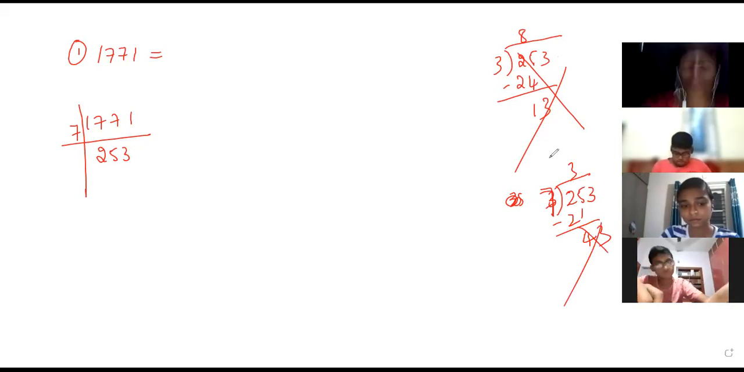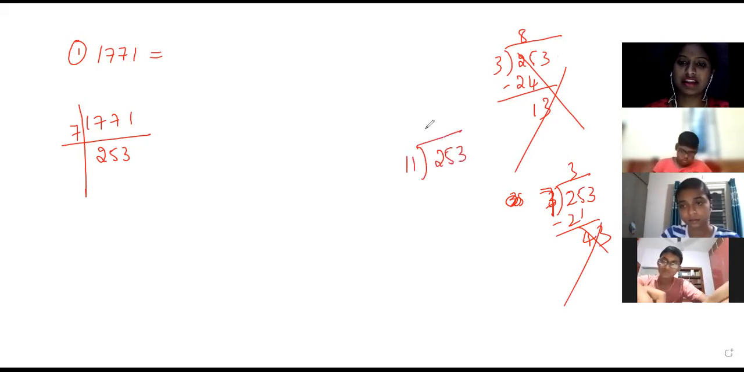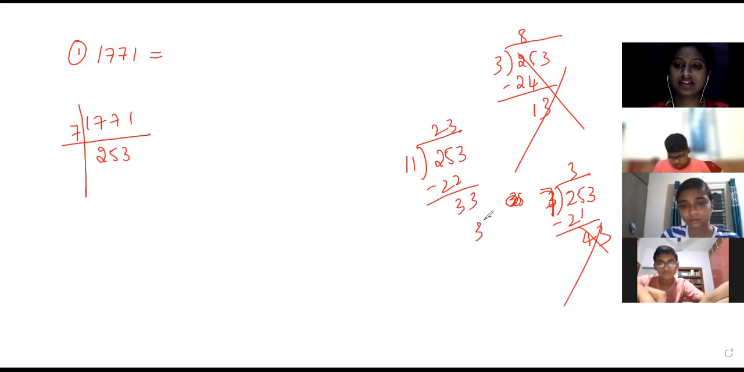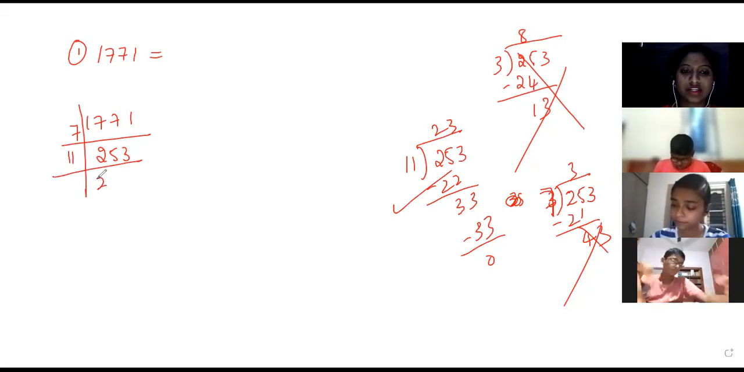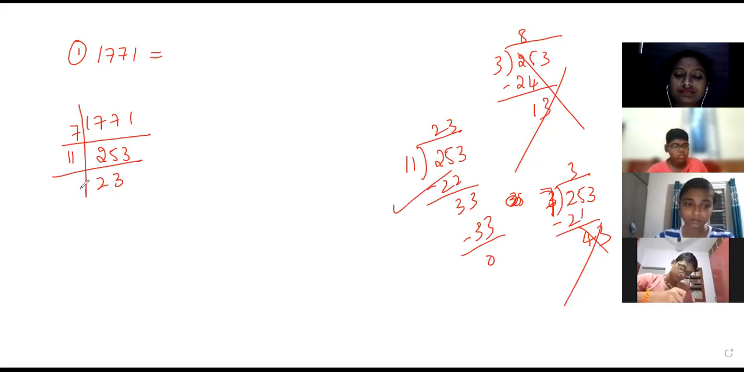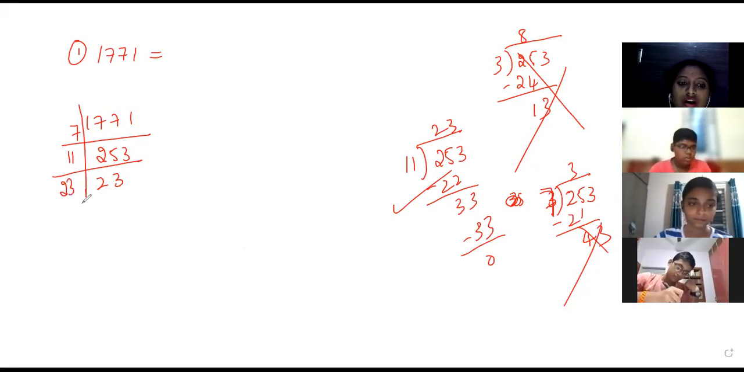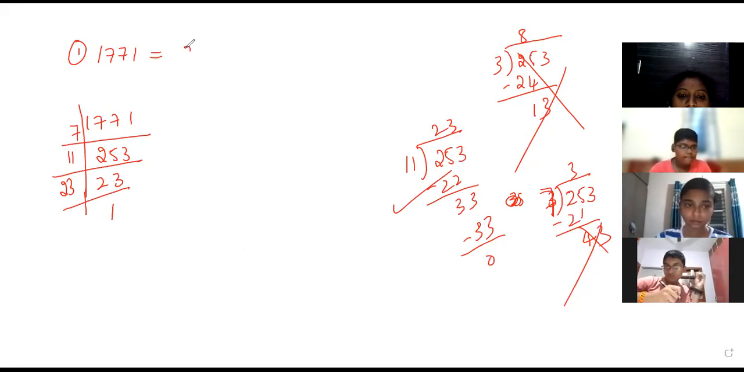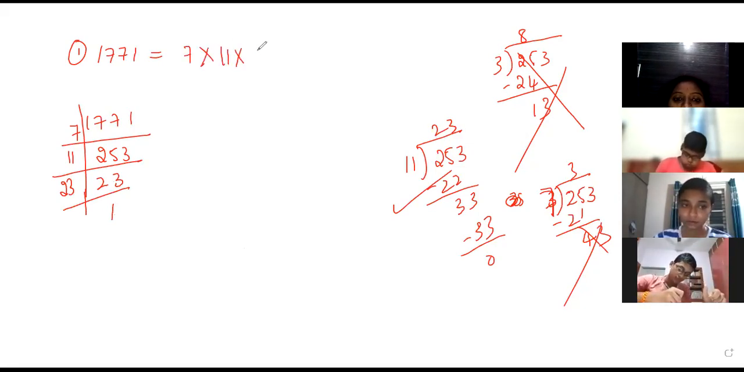After 7, which is the next prime number? 11. So 253 divided by 11. 11 2s are 22, 3 remainder, 33. 11 3s are 33, and 0. So it goes with 11. So 11 times 23. Can you divide 23 further? No, 23 is already a prime number. So you get a 1. So the factors for this are 7 into 11 into 23.